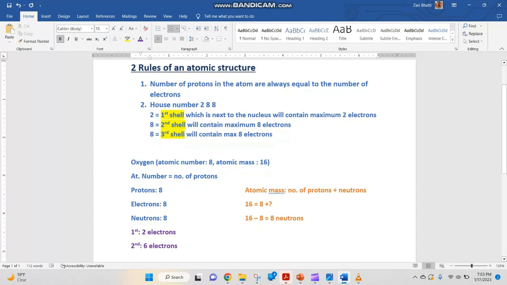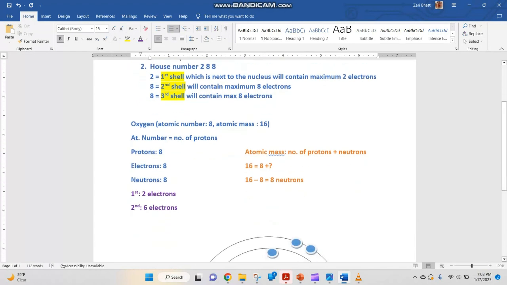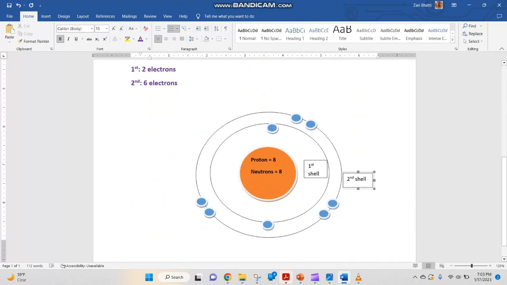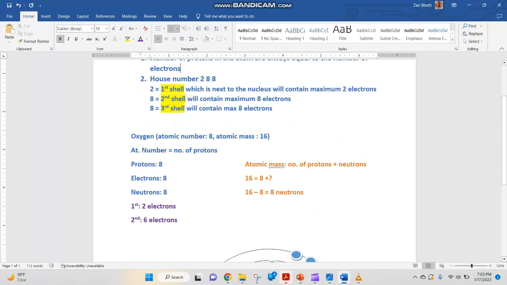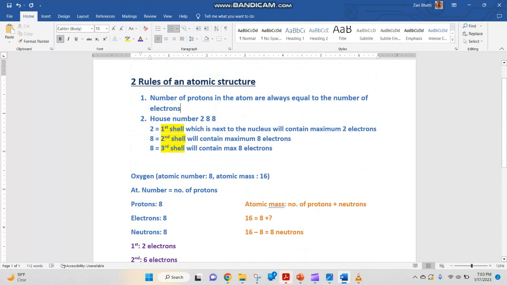We have the 3 values: protons, electrons and neutrons. Then we figure out how many electrons we are going to place on the first shell and the second. Depending on the number of electrons, we place them in the atomic structure. I hope this video will be helpful for you. In case it's not, I would suggest you watch the video again so you are able to understand how to do the calculations and how to draw the atomic structure.